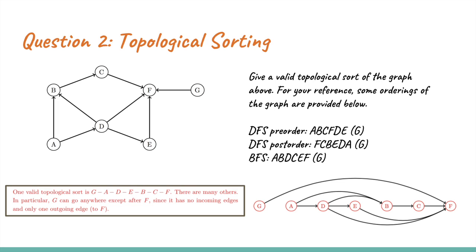So something to take note of is that this is just a reversal of the DFS post-order traversal. Also, there are many other valid topological sortings. This is just one of them.